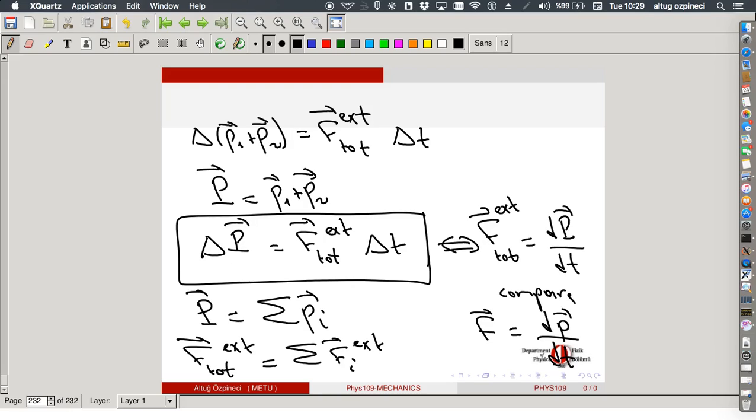Now, I can also write this sum like this. This is also equal to the sum of Fi, because Fi, part of it will be internal force, part of it will be external. The internal parts, when I take the sum over all the particles making my system, will just cancel. Any questions up to here?